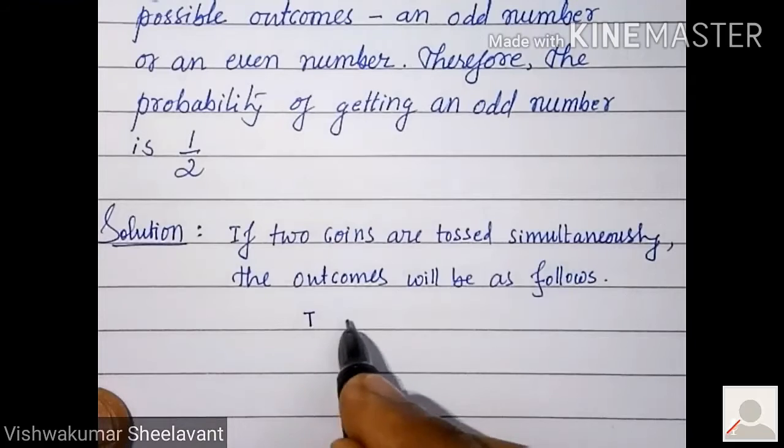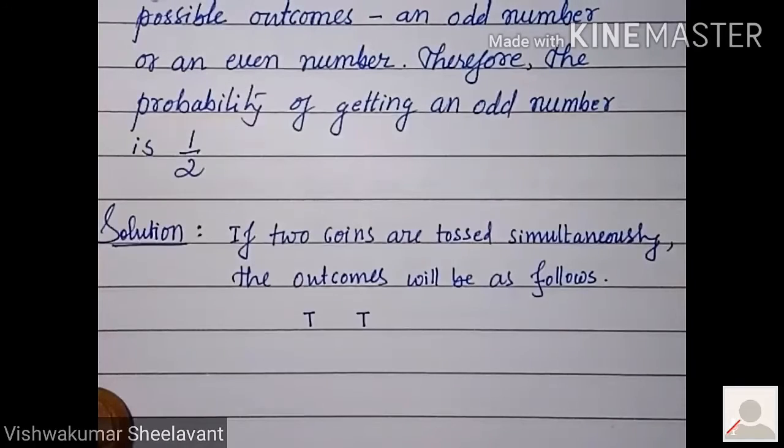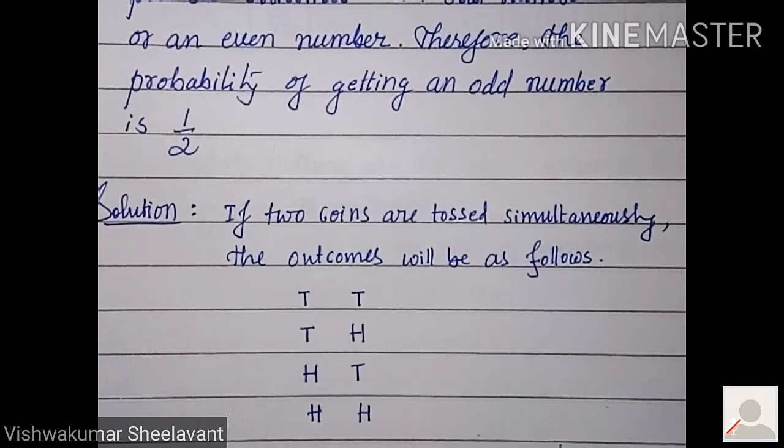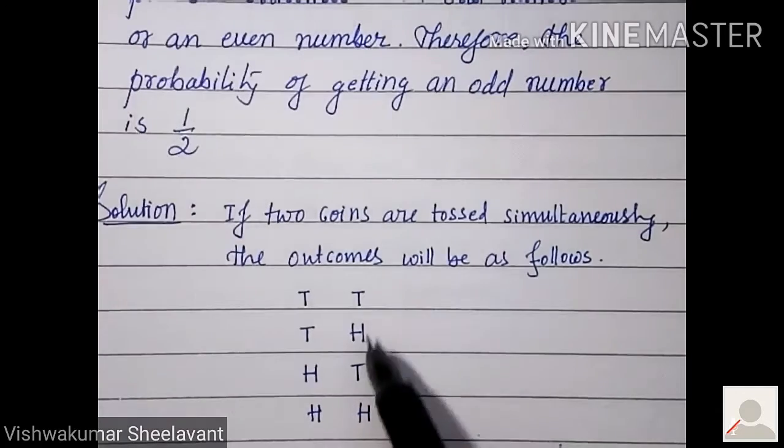Both coins may show tail and tail. One coin may show tail, another may show head. One may show head and other may show tail. Or both may show head. So how many possible outcomes are there? Four possible outcomes are there. 1, 2, 3, 4.